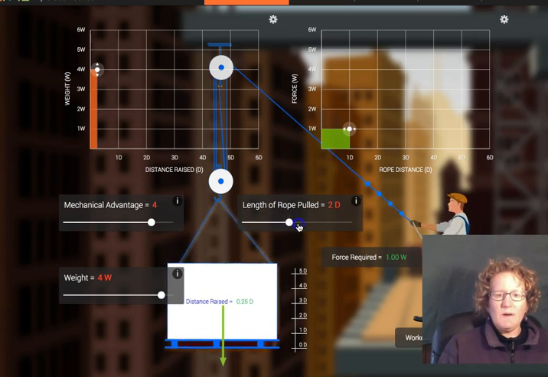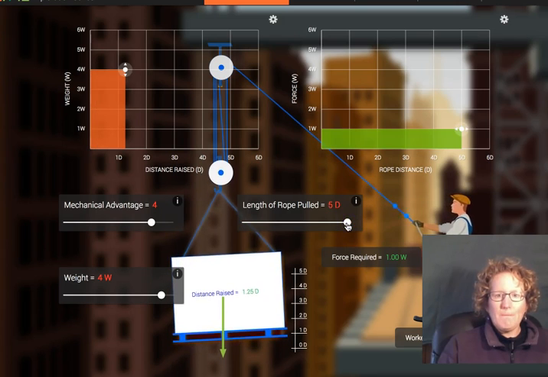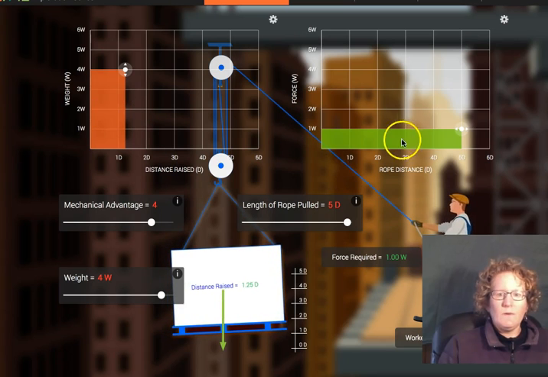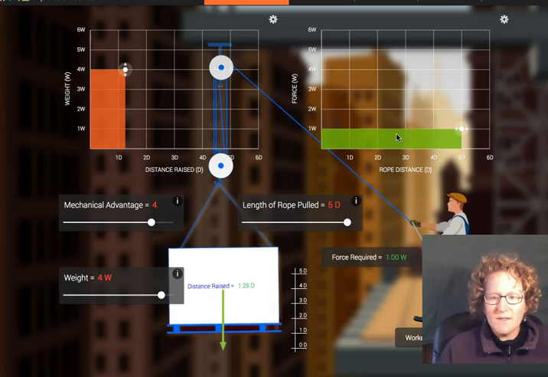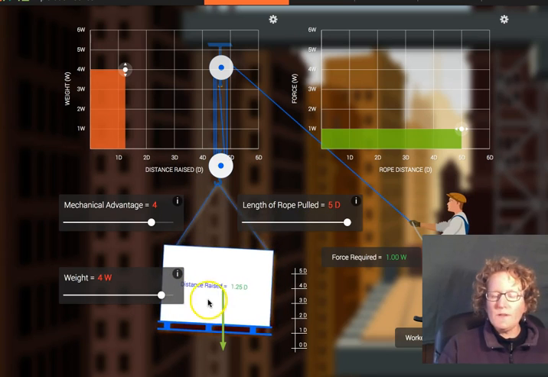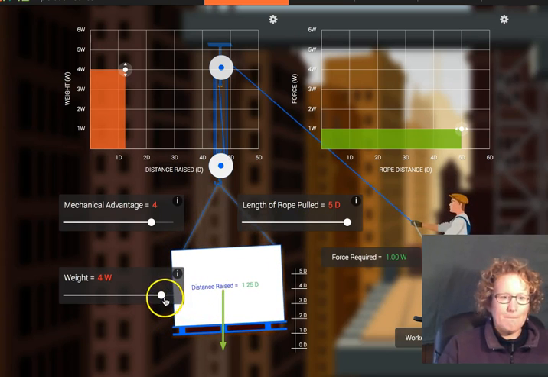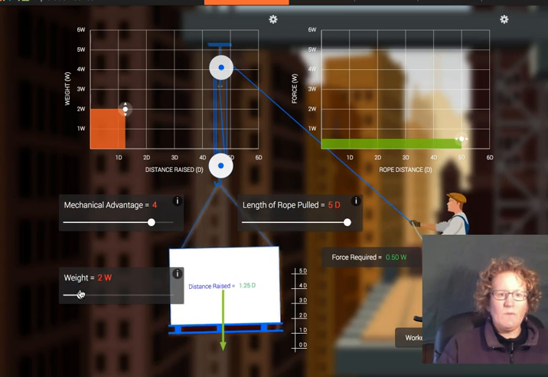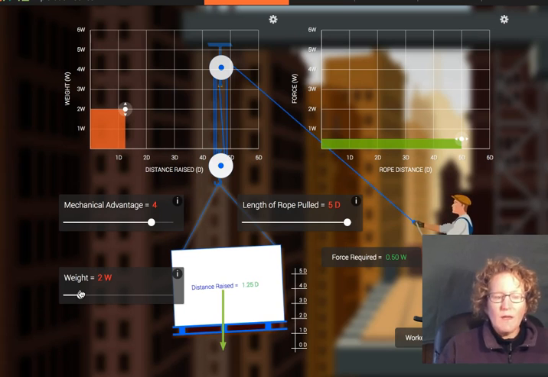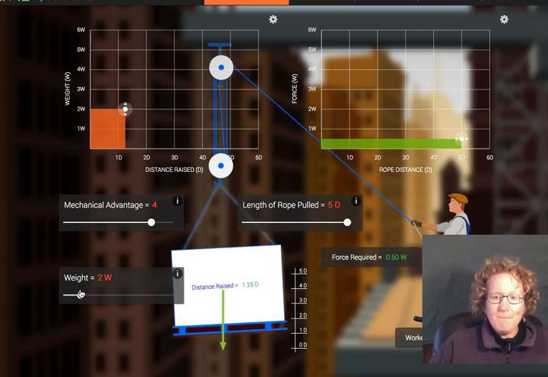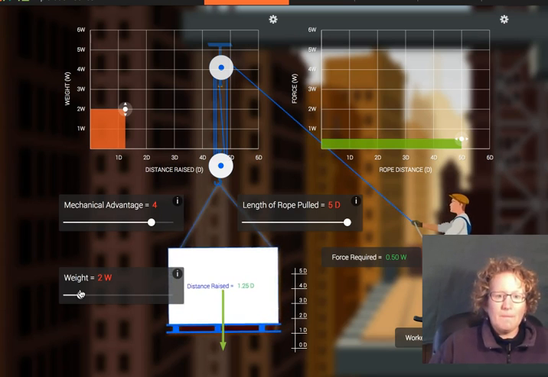Let's max him out here and see if we can get him to pull the rope a whole bunch. And there you go. You've got more work done because he's pulled further. The distance has increased. When you increase the distance or the force needed, you're going to get more work. If we decrease the amount of weight, we decrease the amount of work. If we decrease the weight, we're essentially decreasing the force you need to overcome the force of gravity.